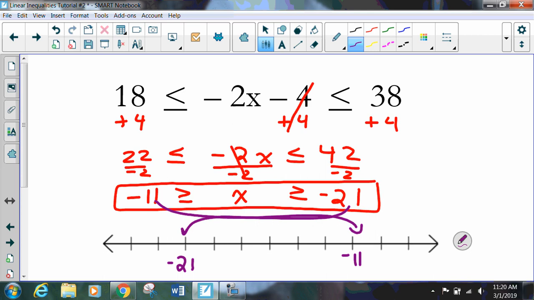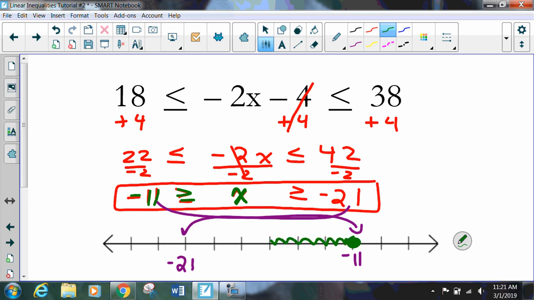All right, so x is stuck in the middle, so we're going to read from the middle. We always read our inequalities using x first. So x is 2 things. It is less than or equal to negative 11. Let's start there. Let's go to the negative 11. We see the equal to sign, so we're going to fill that in. It's also less than, so let's start.